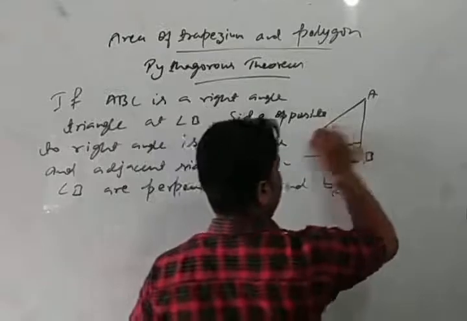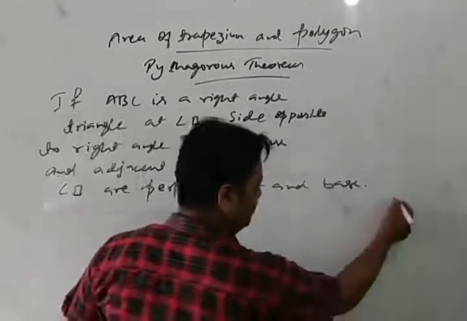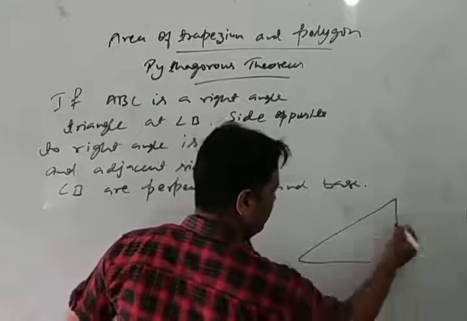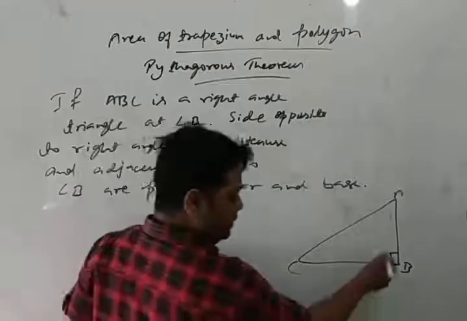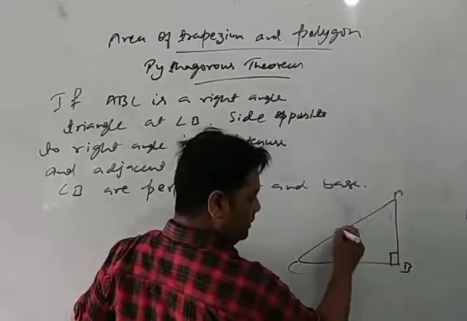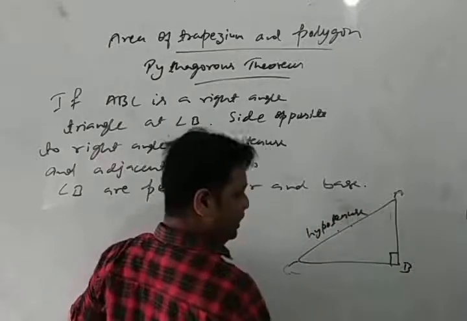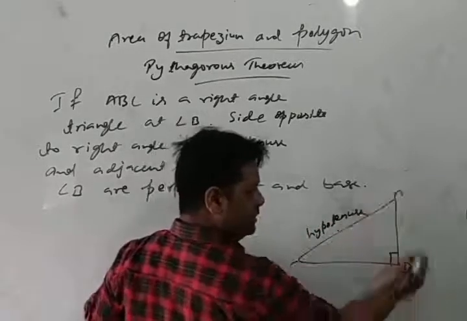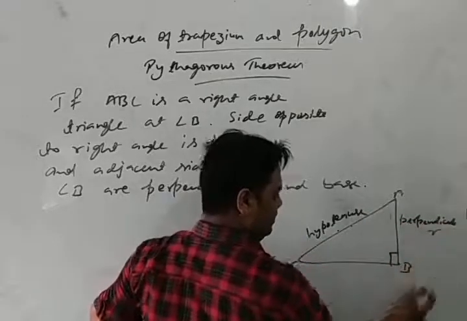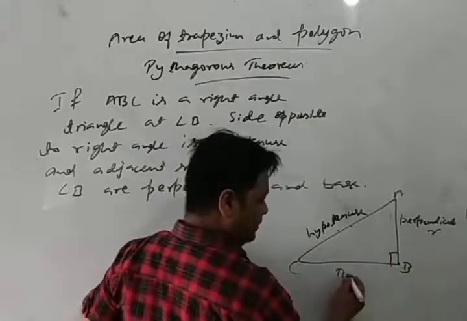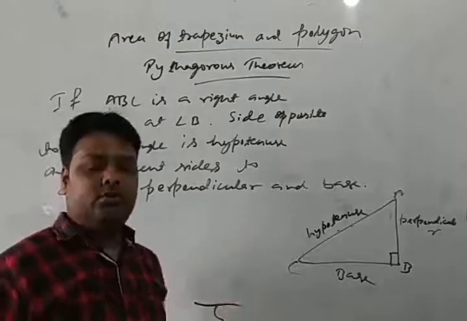Again I am drawing the figure. Now if this is the figure ABC, with B at the right angle, then the side opposite to angle B will always be the hypotenuse. The perpendicular is AB, and CB is the base.